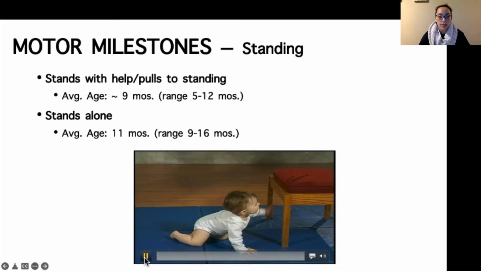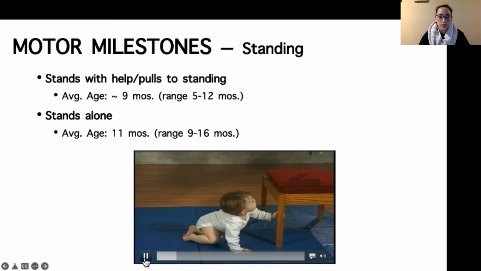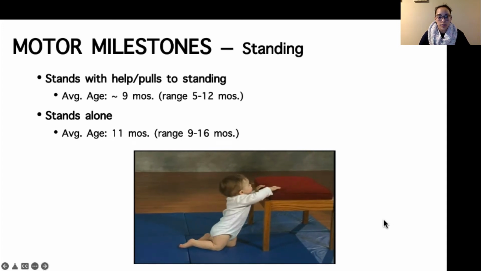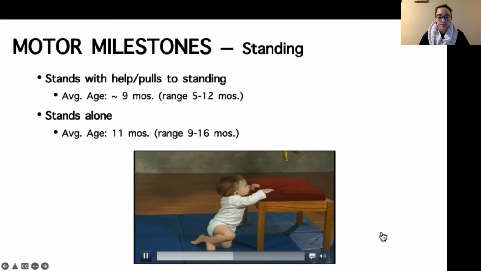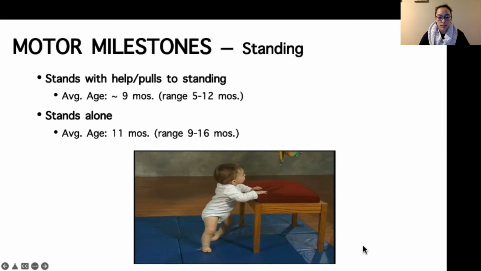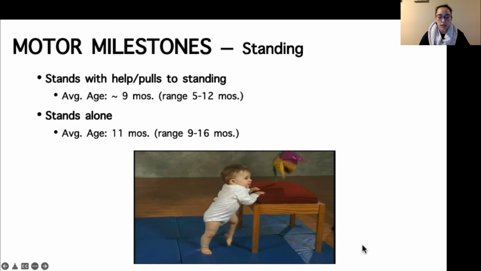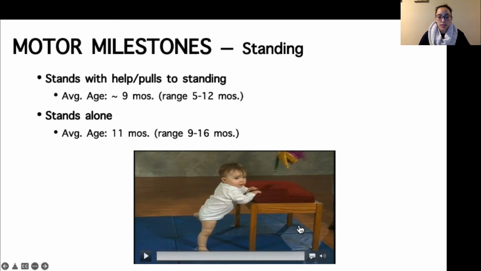So here's an example of this little girl. Sometimes they need some encouragement. All right, but we can see we've got a little bit more coordination. Legs still look awkward, but she's able to use her upper body strength to pull on the furniture and then use her newly found leg muscular strength to push her to a standing position.